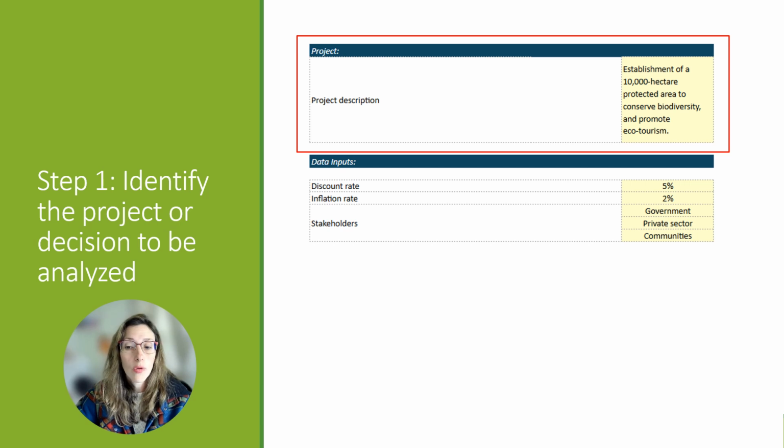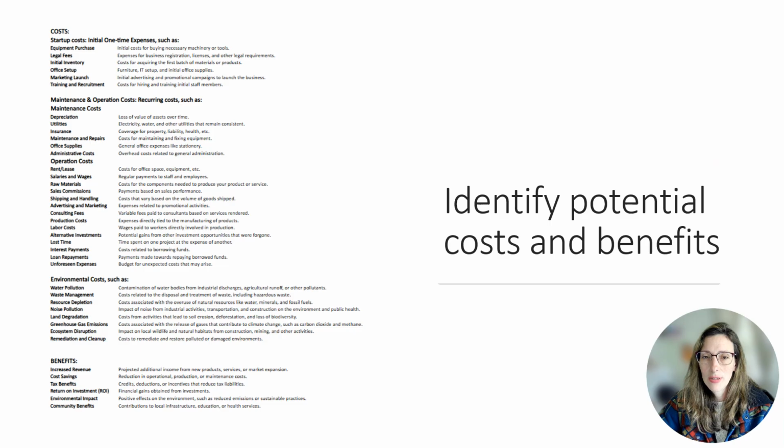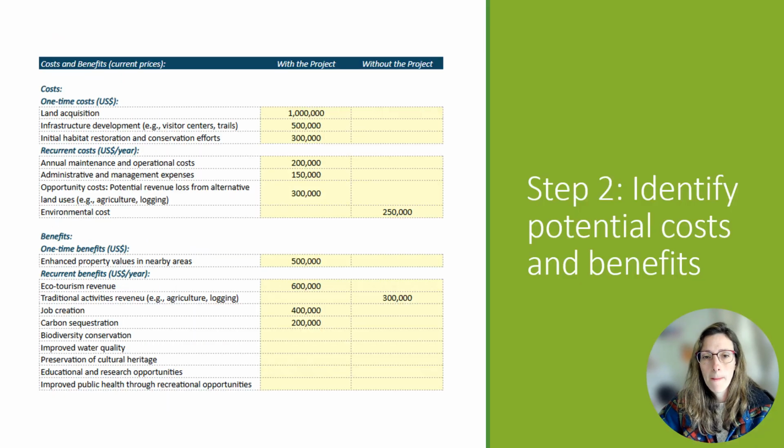And note that all cells that are in light yellow are supposed to be input by the user. So here you can, for example, delete what is written down and write the description of your own project. In this spreadsheet, there is a glossary with some examples of costs and benefits that could be used, as well as their description. This is just to help you.